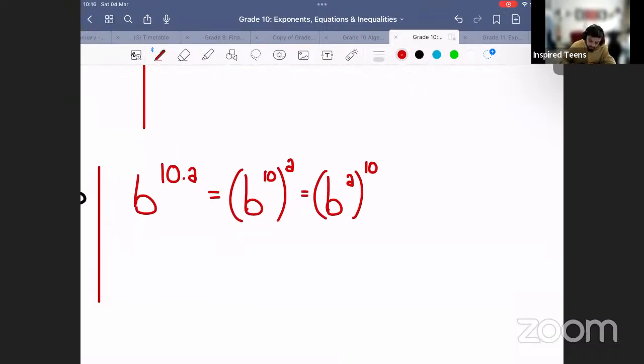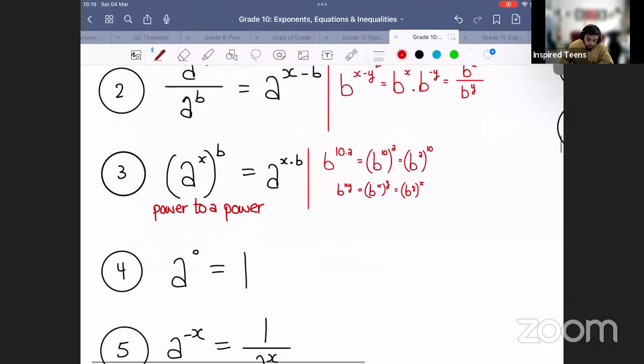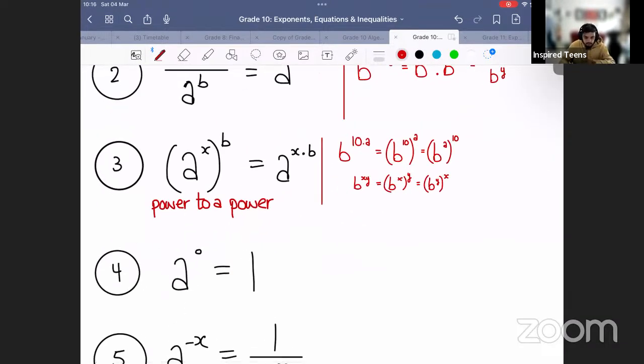Thereafter, if you have b to the power of x times y, this can be written as b to the power of x to the power of y, or alternatively, b to the power of y to the power of x, just like the second example. Cool, moving on. I hope that makes sense. When we do more difficult questions, it's going to make more sense in the questions.